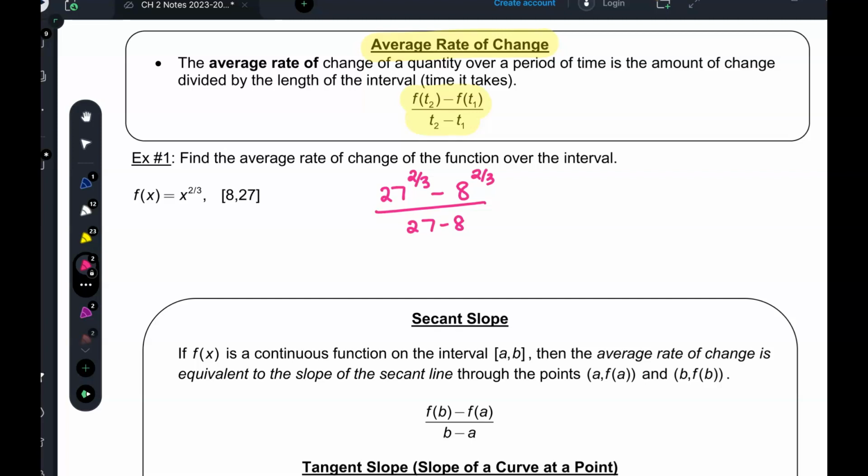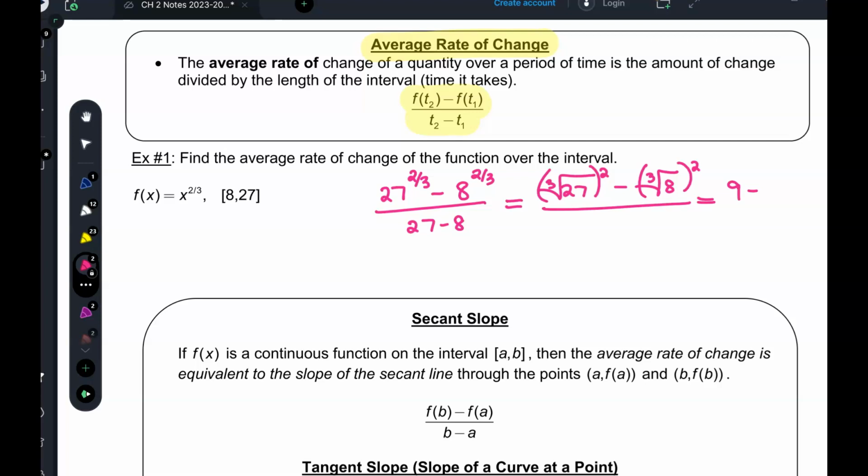Wait, so that means... Now, don't do it backwards. Go like this. Cube root of 27 is 3. Do the cube root first, don't square 27 and then take the cube root. Cube root of 27 is 3, squared is 9.